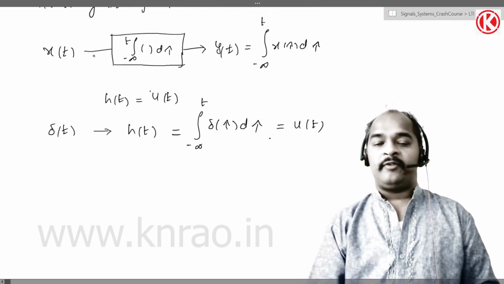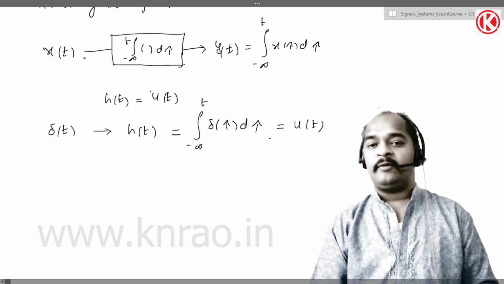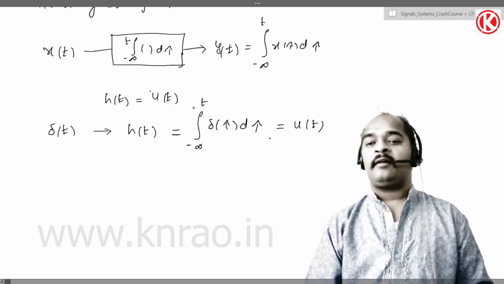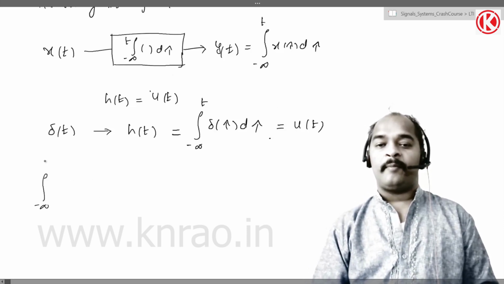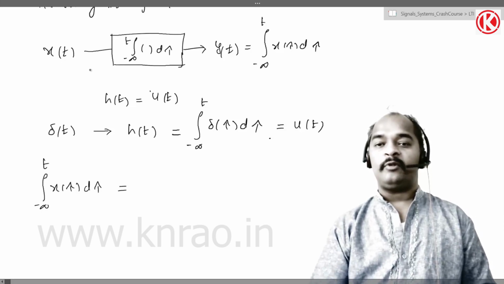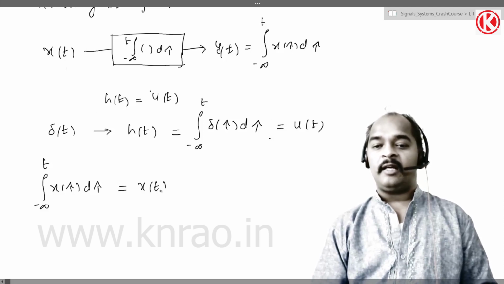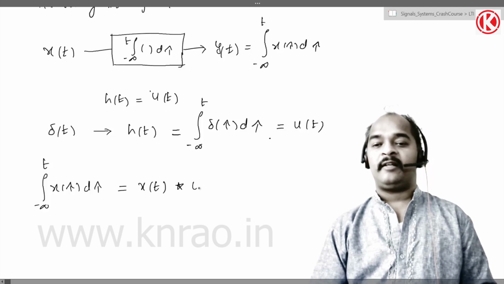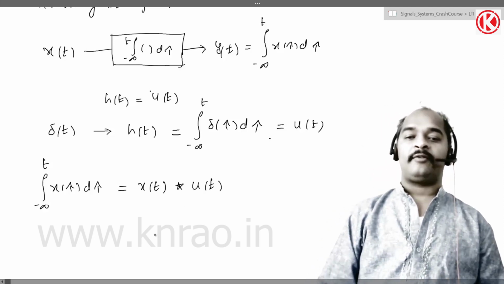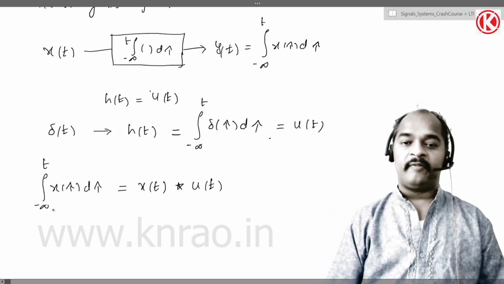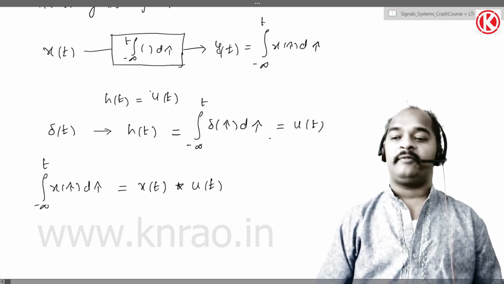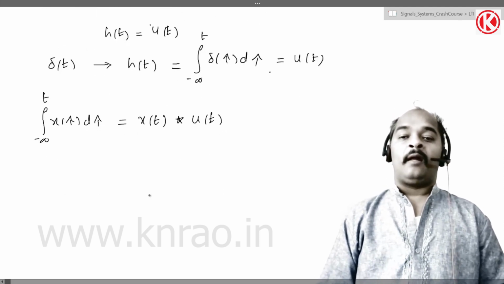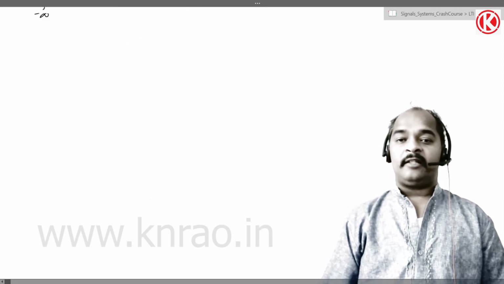So if you want to integrate a signal, you are convolving your input signal x of t with u of t, and we write the integral from minus infinity to t of x of tau d tau. This output is the input x of t convolved with the impulse response of the integrator, which is u of t. So the integral of any signal is nothing but the convolution of that signal x of t with u of t. That is important.